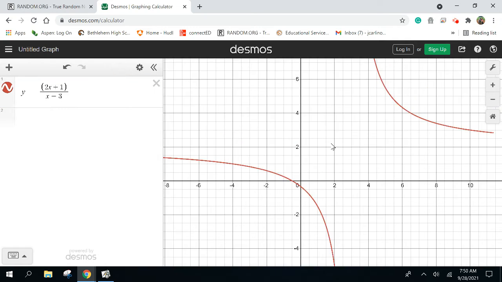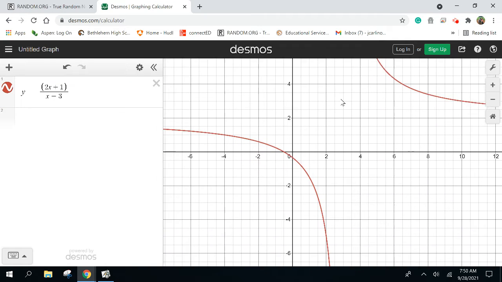All right, everyone see your graph? Again, you can move it around if you need to see more of it.